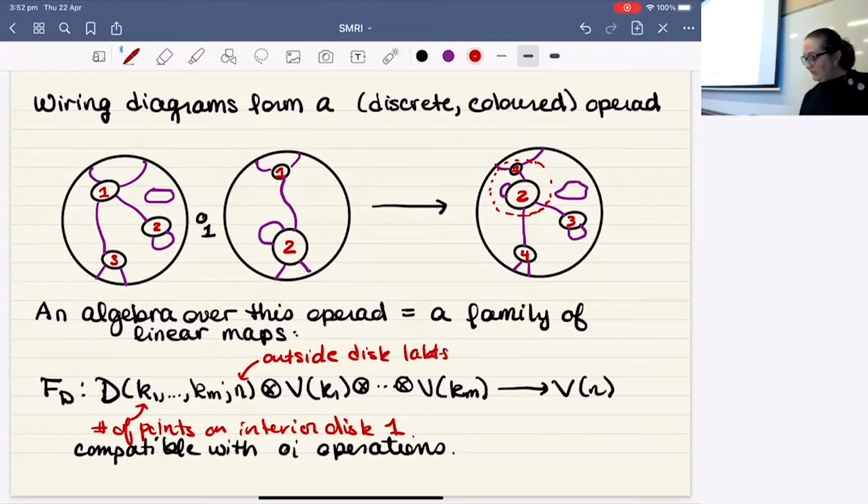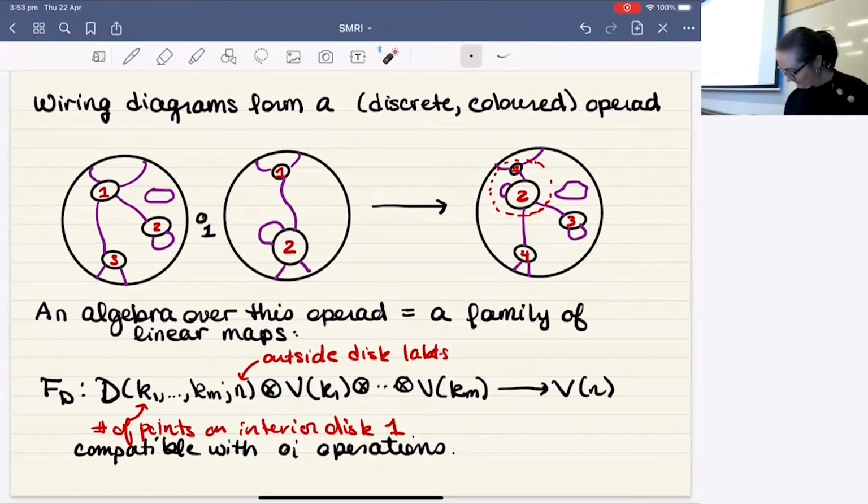Now here, V of K1 is some vector space that I have associated to this first circle. And V of KM, each one of the V of Ks will be a vector space, think of it as a decoration of the hole. The diagram tells me how to multiply so that I land in Vn, which is the vector space corresponding to all the outside labels.